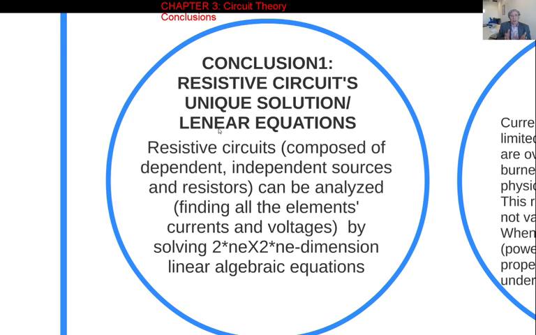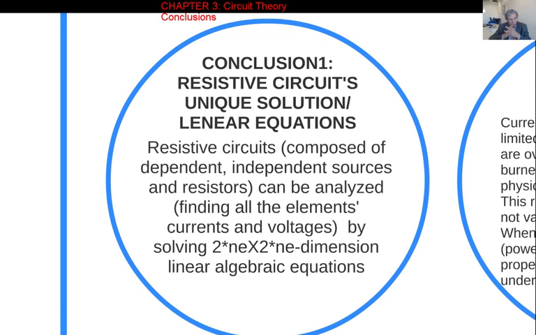So we are saying now resistive circuits composed of dependent, independent sources and resistors can be analyzed, means find all the elements, current and voltages, by solving 2n times 2n dimension linear algebraic equations. So we are going to solve these equations. Solution of this equation is the analysis of this circuit.